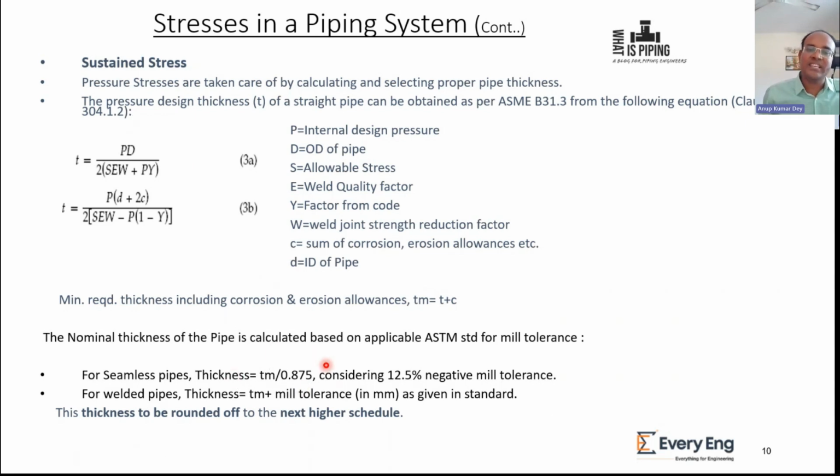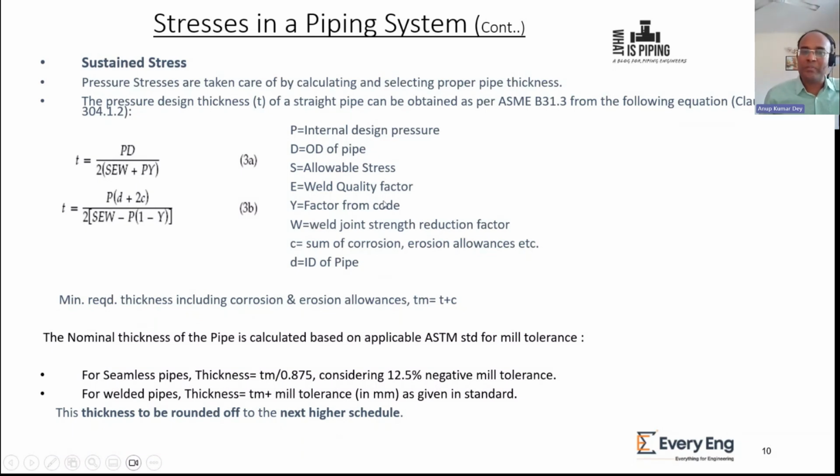If it is a seamless, it is tm by 0.875. 0.875 comes from reducing 12.5% from 1, so it is 0.875. And if it is a welded pipe, then we directly get the value, not in percentage terms, so that value we will simply add with this tm. Now this is the calculated one, what we calculated.